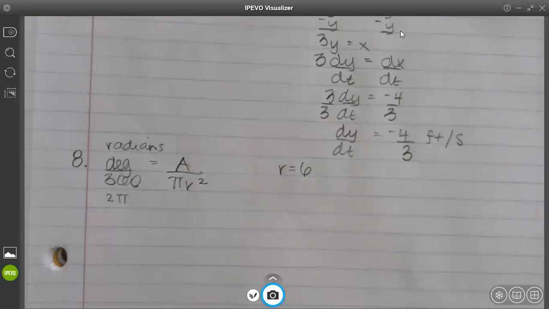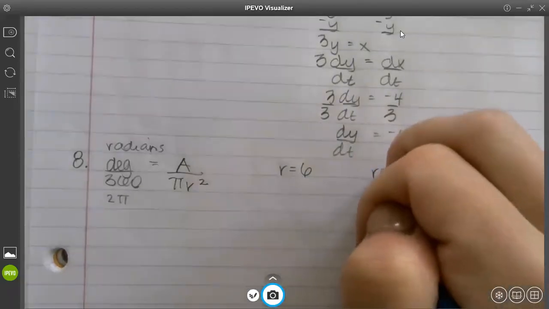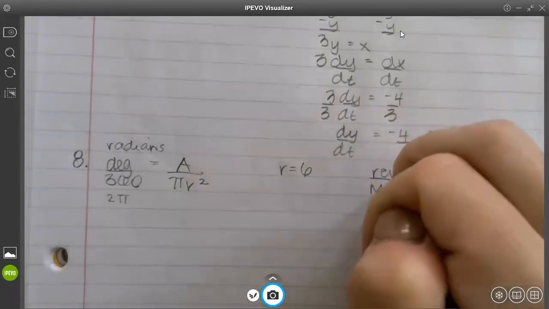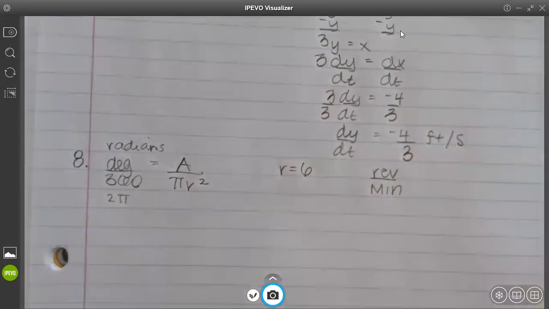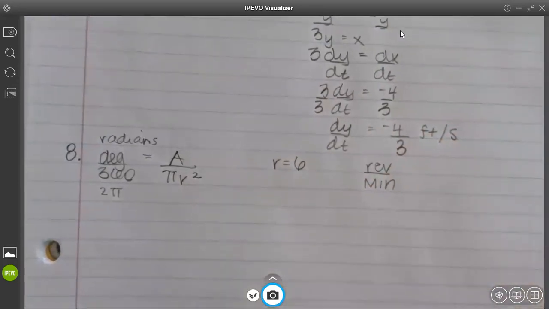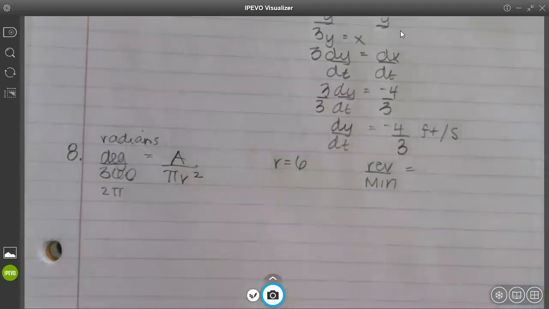What's happening with the minute hand? What's it doing? What does it always do? It goes what? How long does it take to get through that circle? So we're going to do revolutions per minute. How many times does it go around the clock?